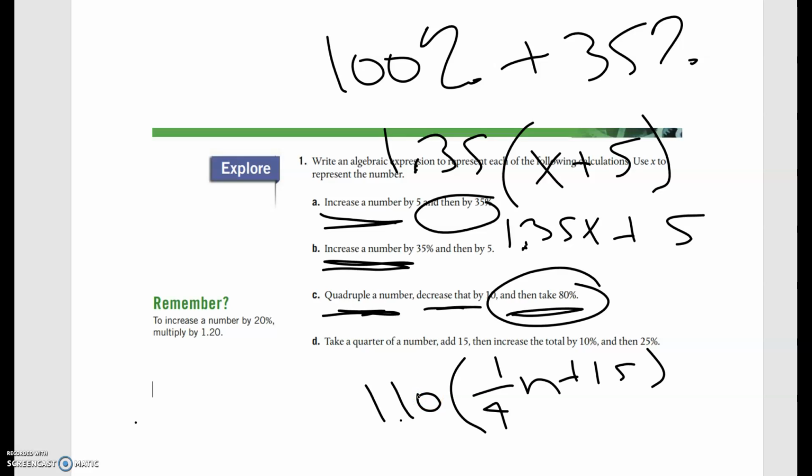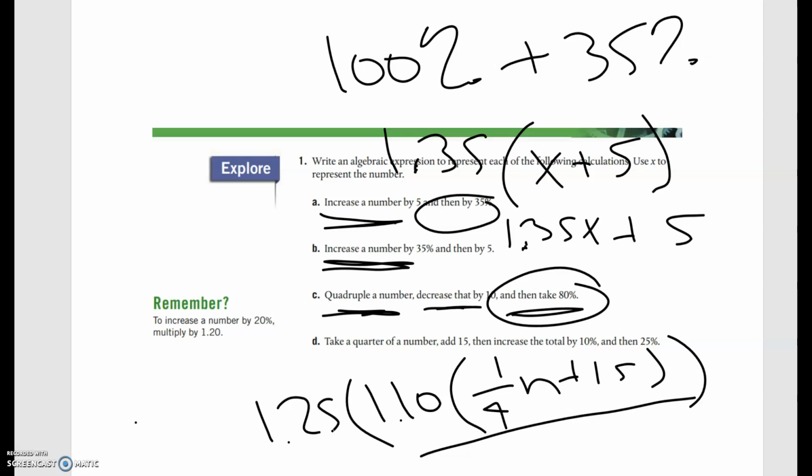And then I want to increase it by 25% after that. So I want to take that answer, all of it, and do 125% of that. All right, so we've done a little bit of this in the past. We're going to try to apply that to real life here in a second. So go ahead and look at number 2, read that, try it, and then we'll come back.